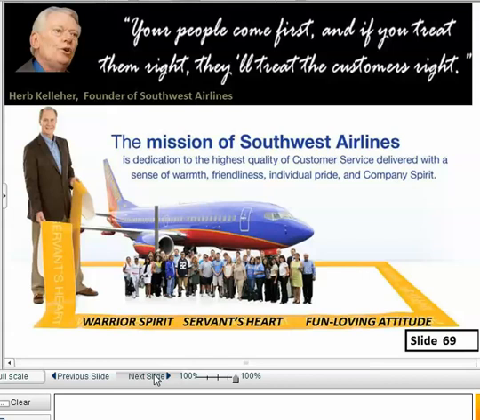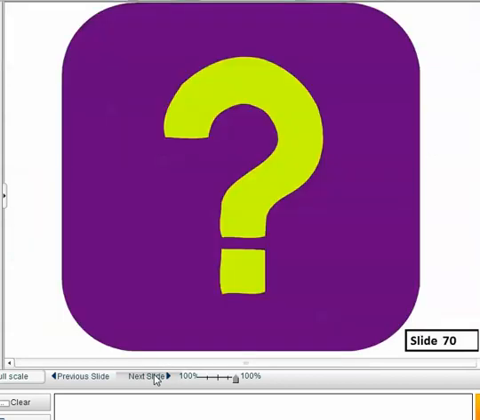So, major operations. If you can ever do any research on them, you want to do it. Just remember, if your people come first, and if you trust them right, they'll treat the customers right. If you treat them right, they'll treat the customers right. So, definitely want to be involved with that.